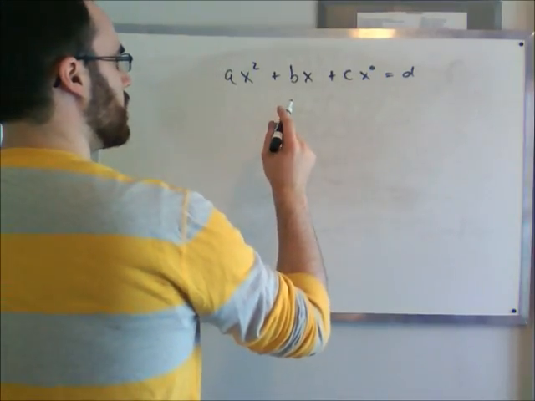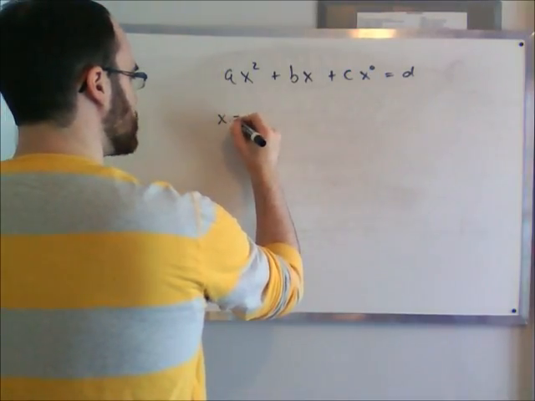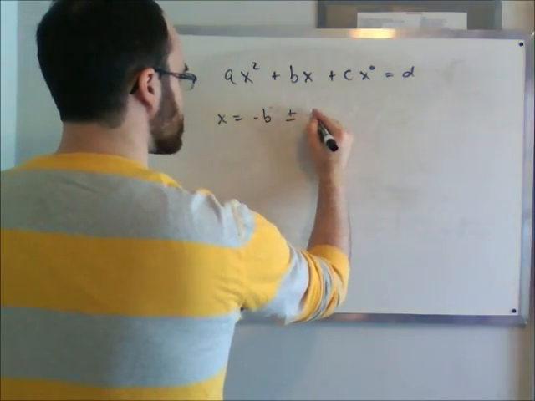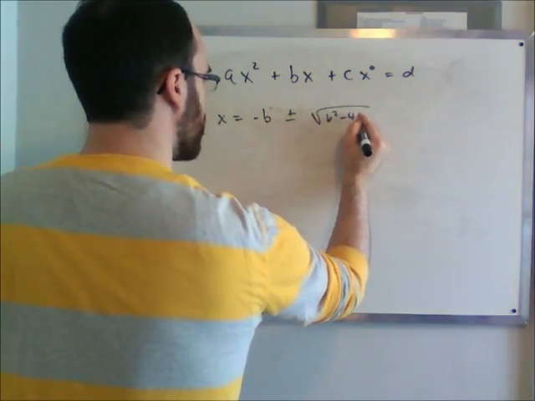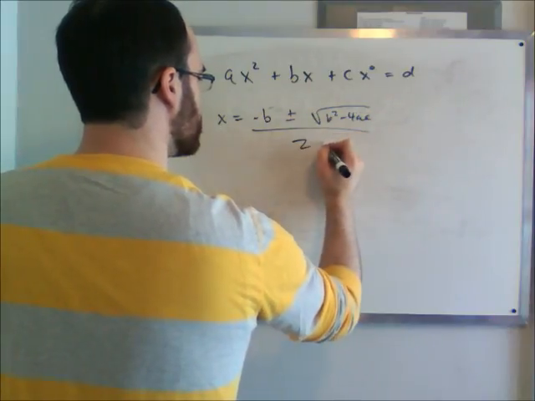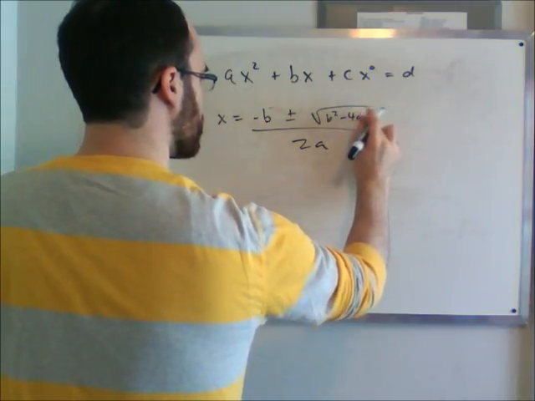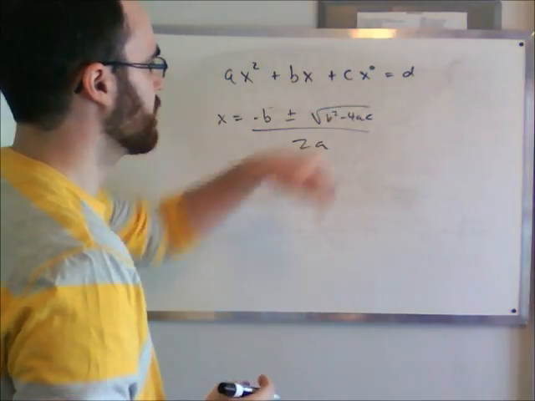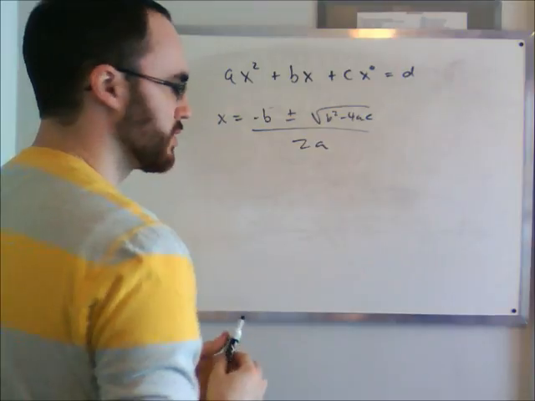So the quadratic formula: x equals negative b plus or minus the square root of b squared minus 4ac over 2a. So these letters correspond exactly to what numbers are there. Don't worry about d for now, we'll talk about that later.